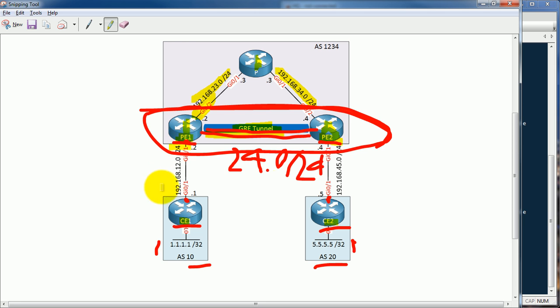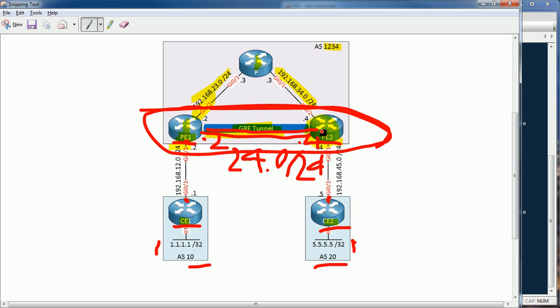With the GRE tunnel running, we can configure IBGP between the P routers, P1 and P2. On P1, router BGP, AS pointing to this IP, for example, pointing to 0.4 as well.